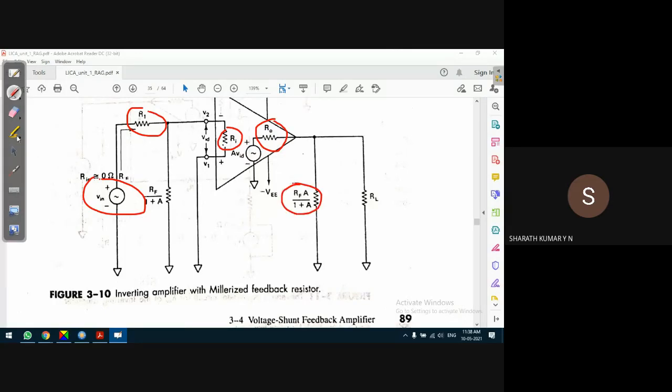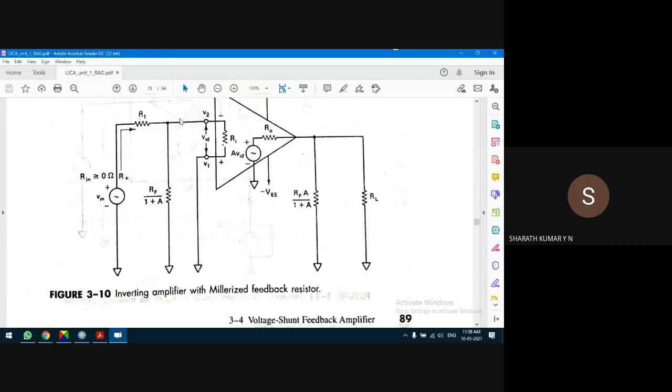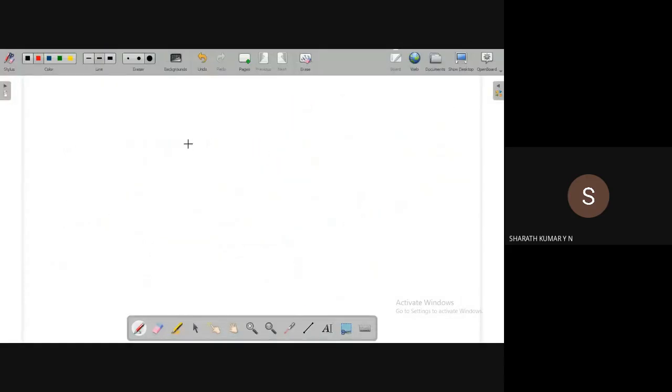Considering these resistances, we can find the effective input resistance, as we understood in the earlier class. If you consider the normal op amp, it has an effective input resistance of Ri and an effective output resistance of R0.